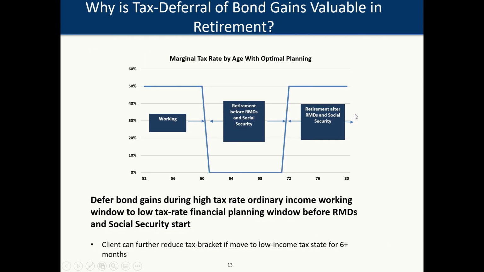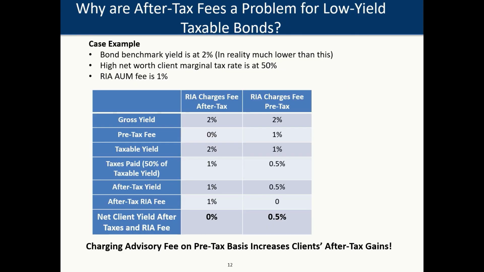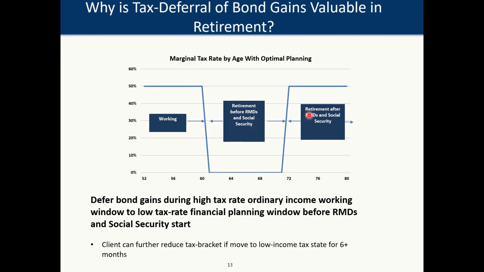So now let's talk about, well, why is tax deferral of bond gains so valuable in retirement, right? So here what we have is the age of the client as they're getting older, and then we have the presumed tax rate. Now the issue is when your client is working, they're in a high tax bracket, right? So let's assume they're a very well-to-do doctor or lawyer or entrepreneur, and they're working. They're in a high tax bracket.